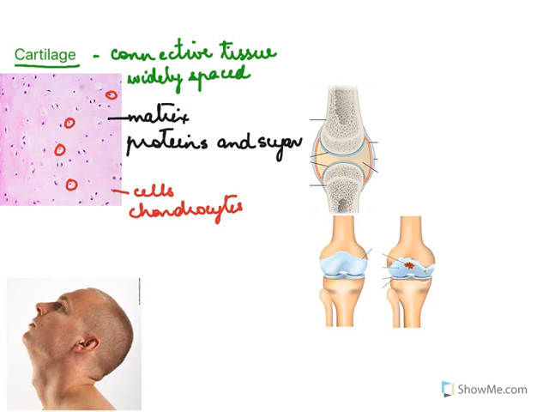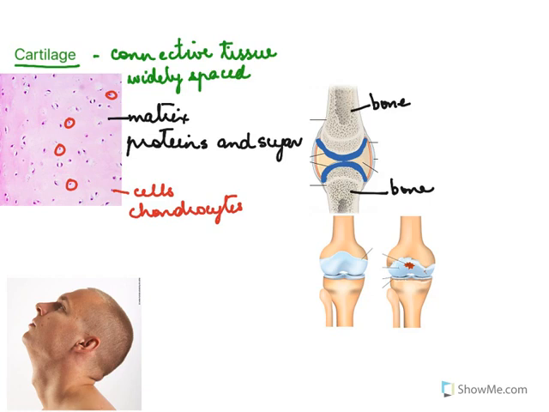Now we'll see where we find the cartilage in our body. The cartilage smoothens the bone surfaces at the joints. Now here you can see the cartilage. Here this is the bone, and here is another bone. They're joined together, and at the ends of the bone, this is the cartilage. It smoothens the ends of the bones, so that when the bones rub, they don't hurt us.